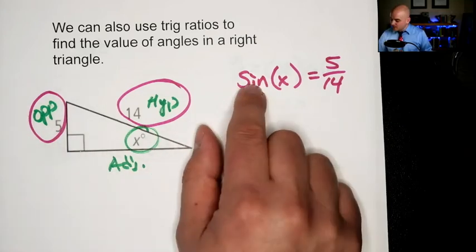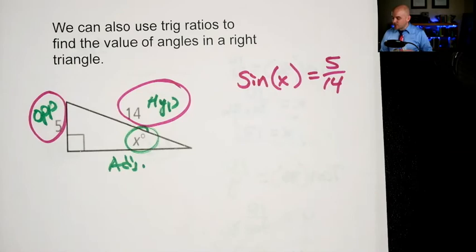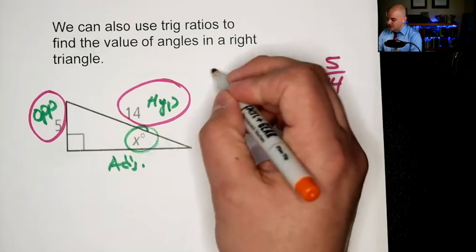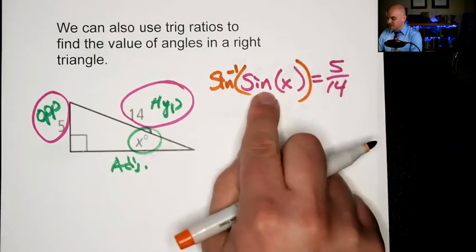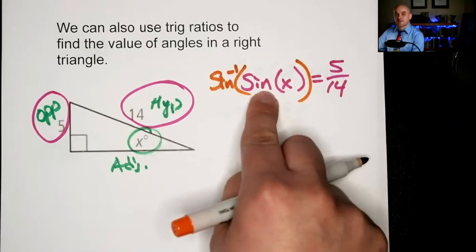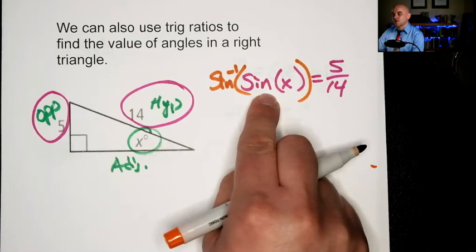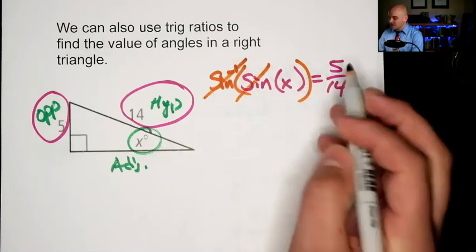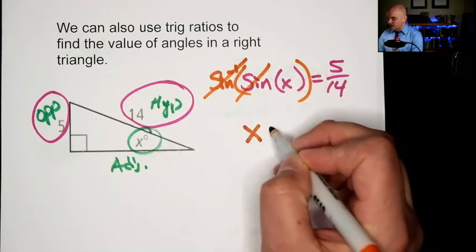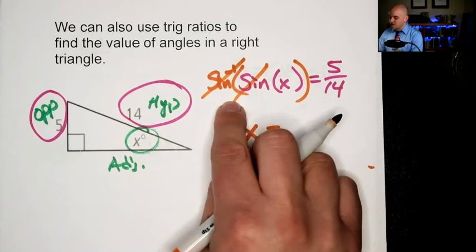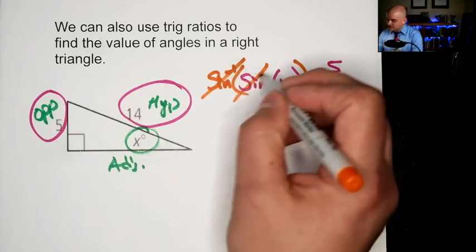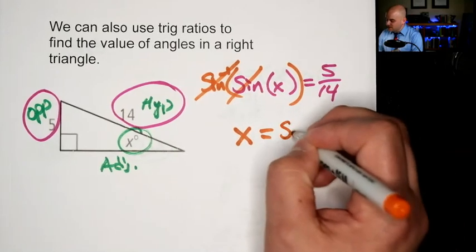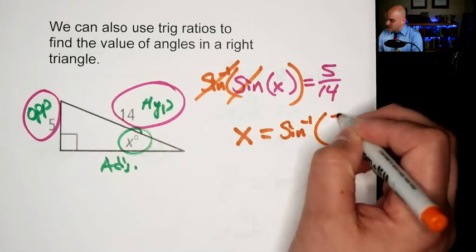So to get rid of sine, we have to do what we call the inverse of sine, because everything in math has an opposite. And in this case, the opposite of sine of something is the sine inverse. So doing that will cancel that out and just give me an x on the left side. But we can't just go around taking the sine inverse of one side of the equation without doing it to the other side. So if I take the sine inverse of the left side, I need to take the sine inverse of the right side.